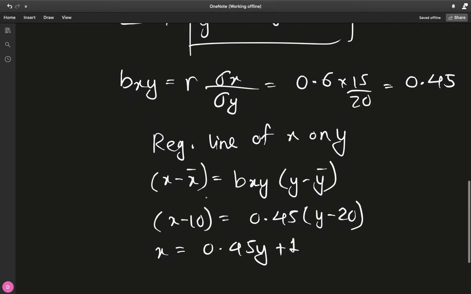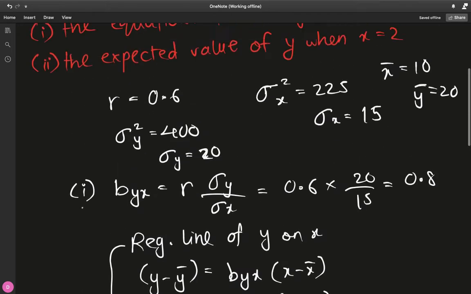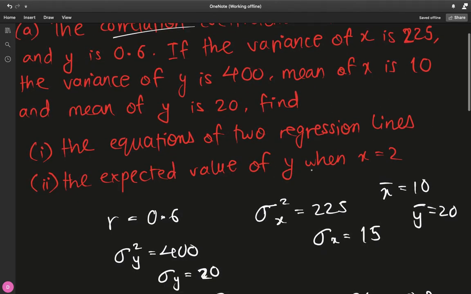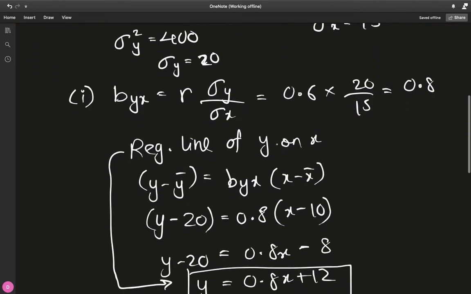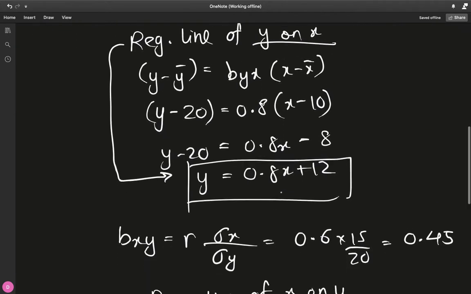Okay, that's entirely subpart 1. Now subpart 2, we need to find the expected value of y when x equals 2. So by this we know that y depends on x, right? So y depends on x, so regression line of y on x. So there's this y on something if that variable depends on that. So y on x because y depends on x.